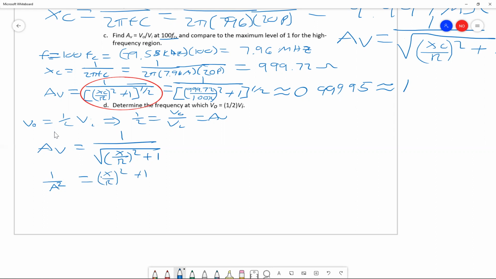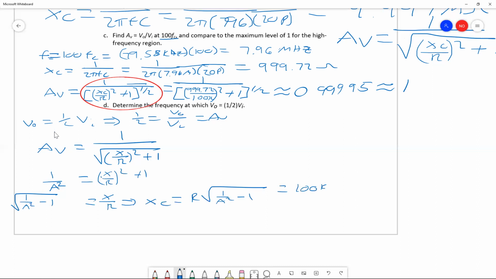Next, we subtract the 1, and we take the square root of both sides, which is going to give us X over R equals 1 over A squared minus 1, all square rooted. And lastly, we just multiply both sides by R to get our final equation of XC equals R times the square root of 1 over A squared minus 1. And then we'll plug everything in.